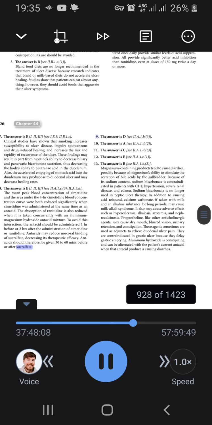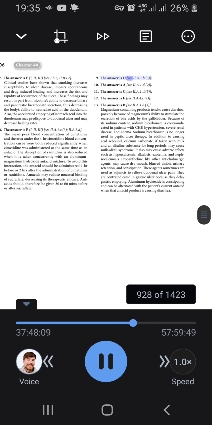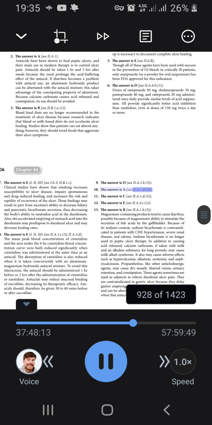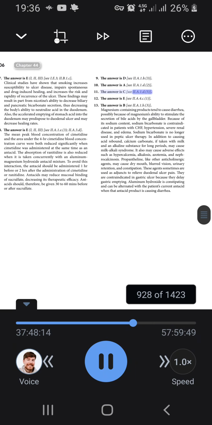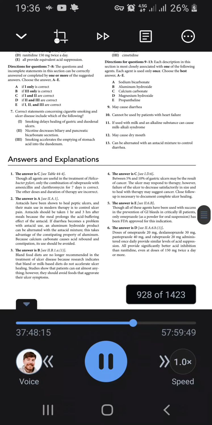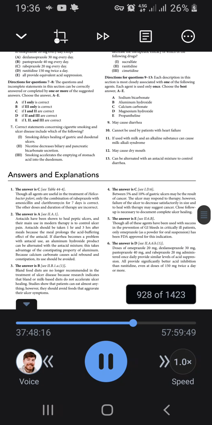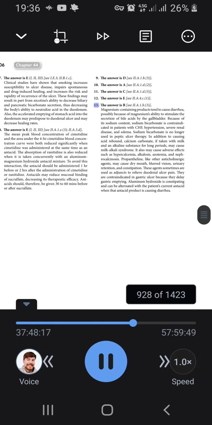9. The answer is D. 10. The answer is A. 11. The answer is C. 12. The answer is E. 13. The answer is B.